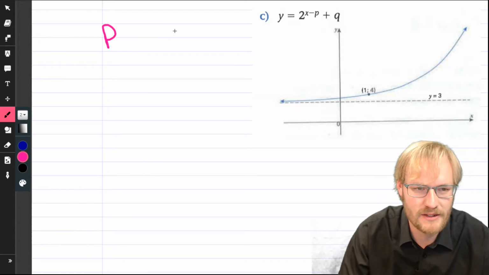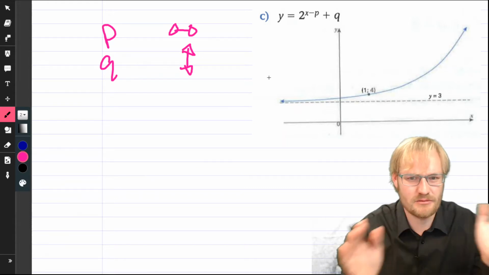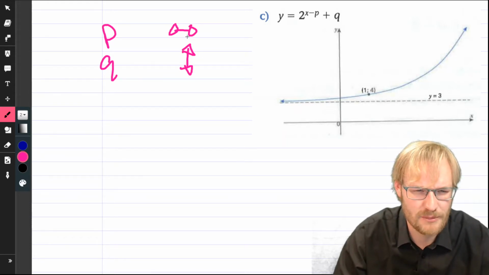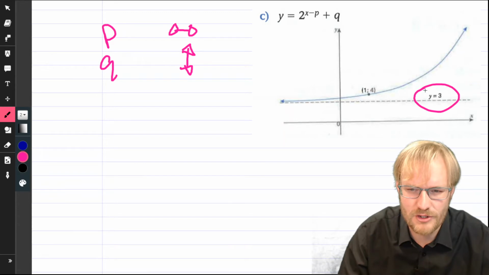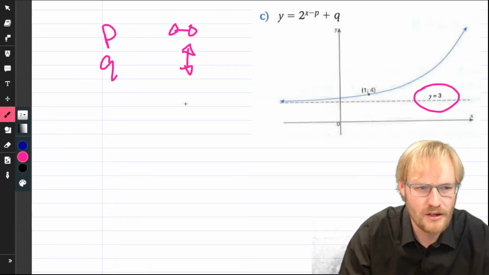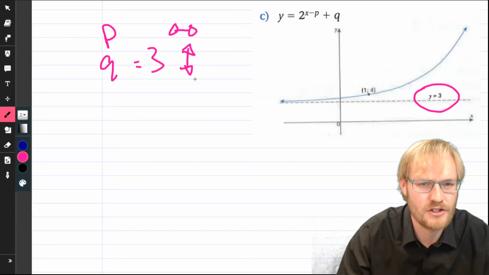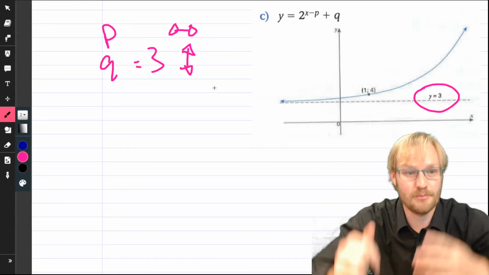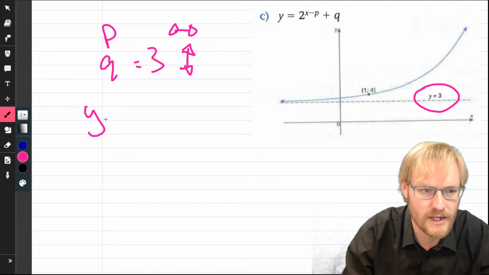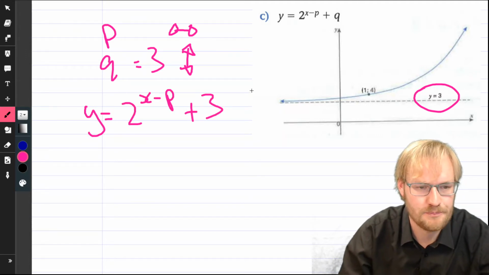Remember, our p is moving it left and right, and our q value is moving it up and down. Now the left-right is a bit difficult to see what's happening, so we're probably going to have to use another strategy to find that. But the q value we can read off straight from this asymptote, y equals 3, in which case we know that q equals 3 because the whole graph is shifted or translated up by 3. So we know that y equals 2 to the x minus p plus 3.